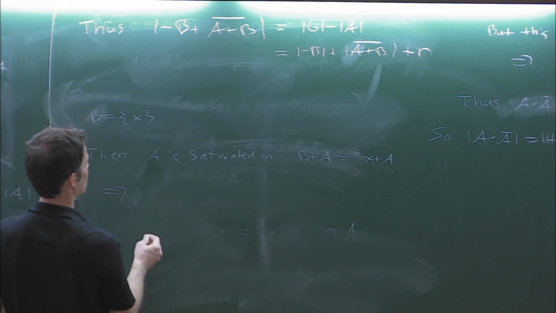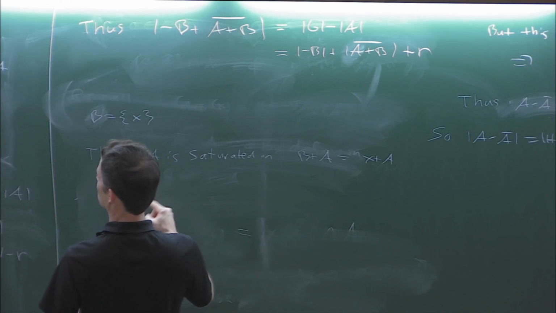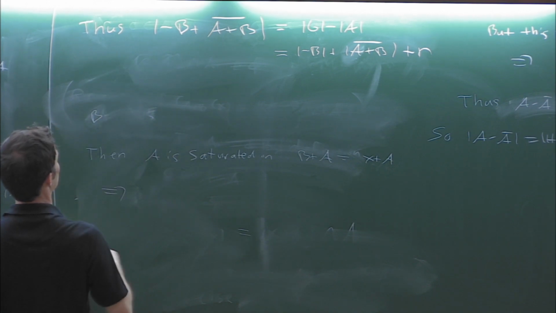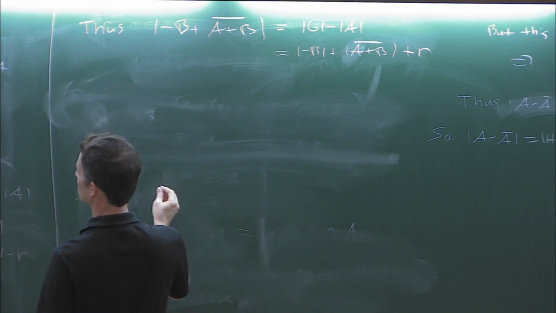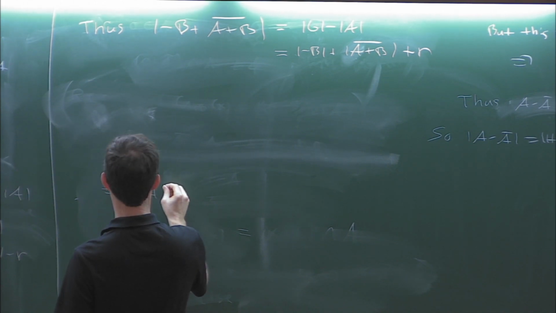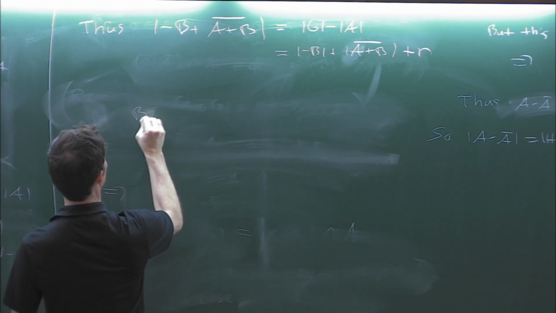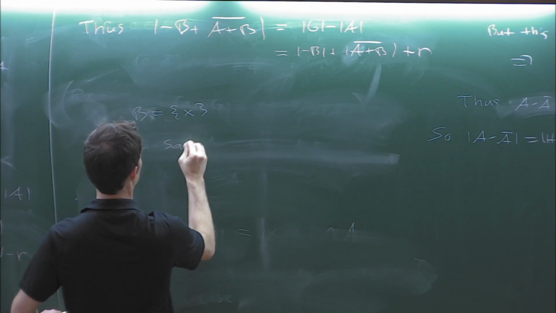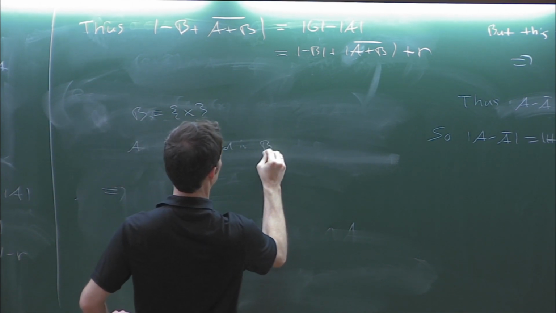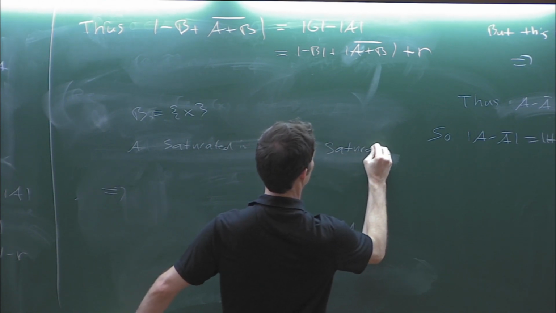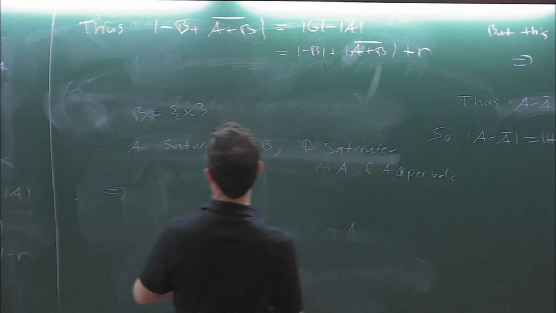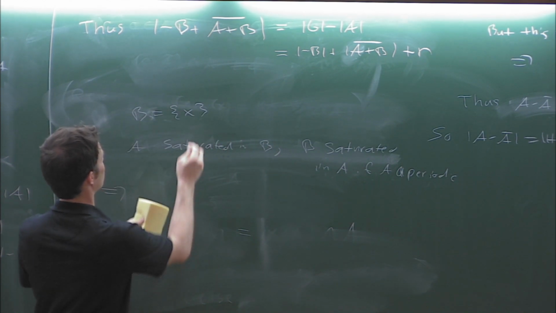So that means that by this little relation over here, we want to take the complement. Well, we'll do it like this. B is also saturated, and A is aperiodic, because if we add anything else, let's just make this 0.